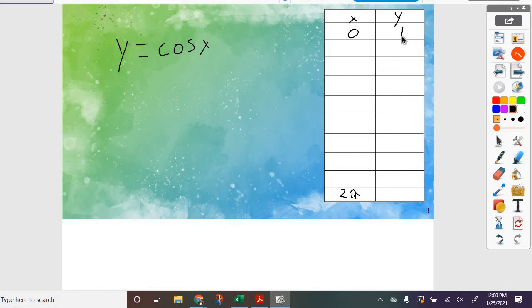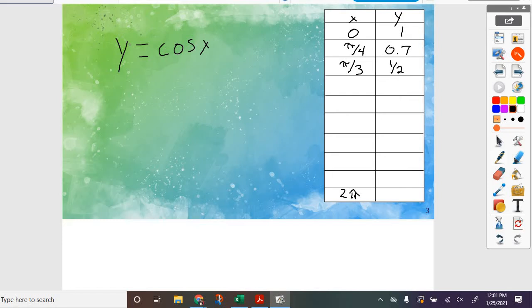Then, just like before, if we wanted to, we could plot, say, pi over 4. And again, we get square root of 2 over 2, which is still 0.7. But 0.7 is not going to be super fun to try and graph. So we're going to stick with the angles that would give us whole numbers or fractional numbers that we can evaluate. So our next point would be at pi over 3. What do we get at pi over 3? 1 half.